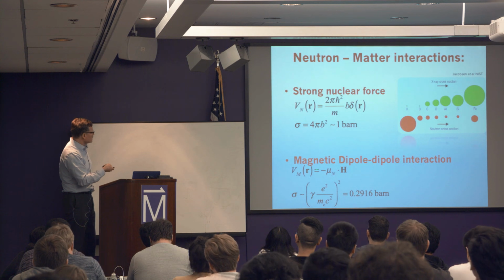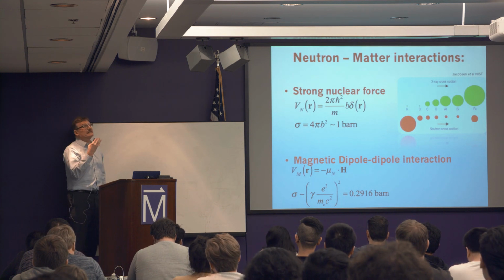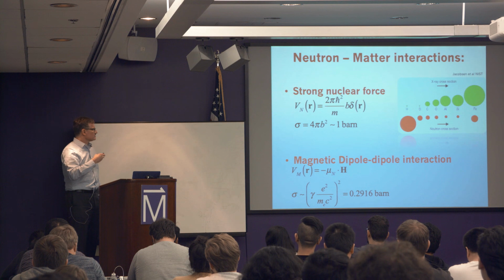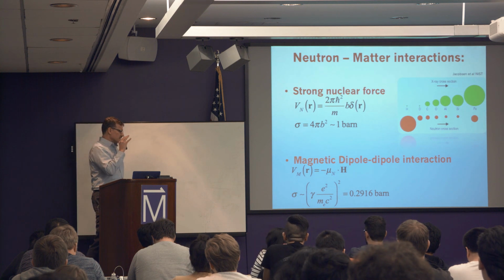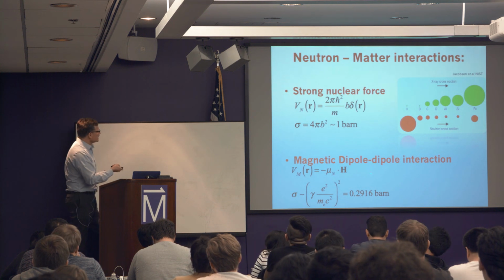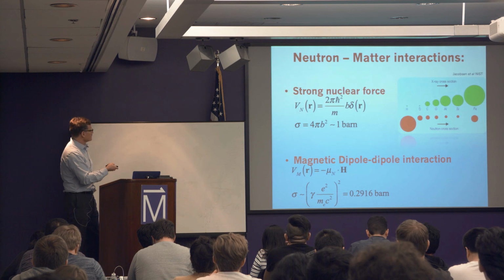So that's the strong nuclear force, but what we're mostly talking about today actually is the interaction with the internal magnetic field of the material. So that's the interaction between the neutron and the electron. It takes place through a dipole-dipole interaction.